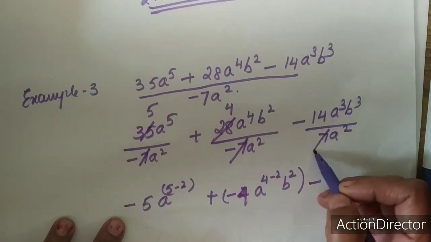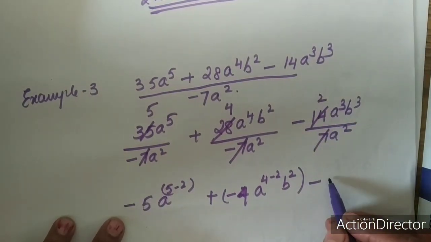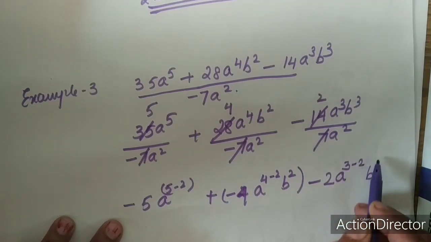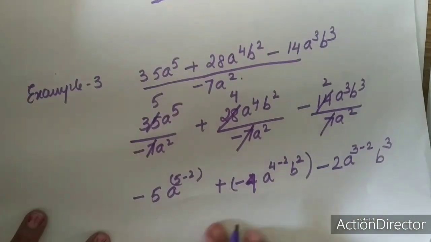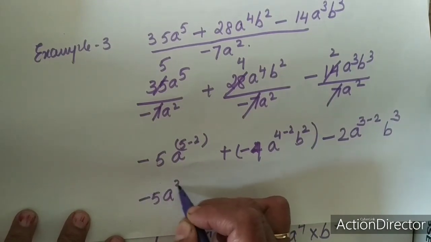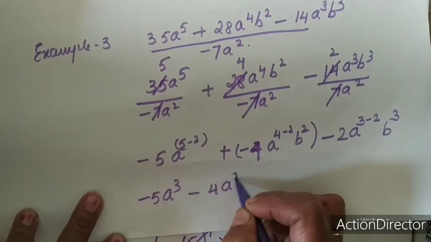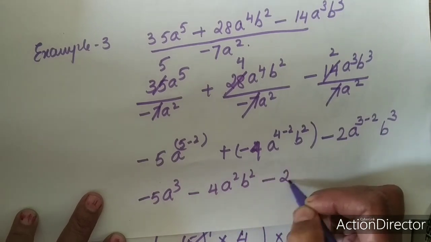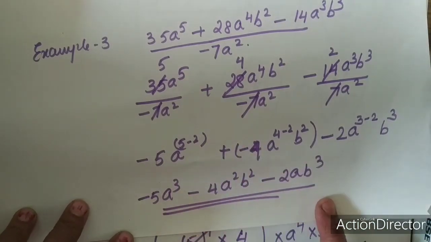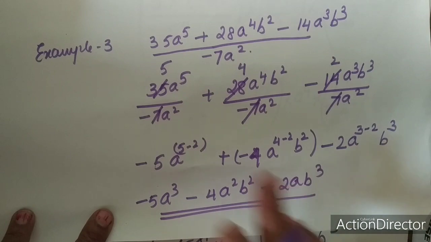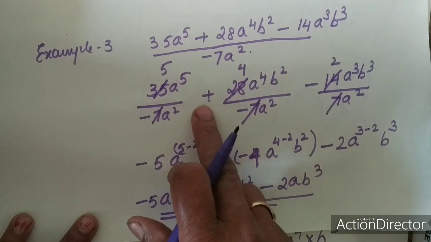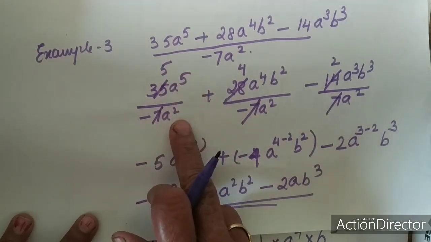Again minus, 7 ones are 7, 7 twos are 14. So I can write minus 2a raised to the power of 3 minus 2 and b power 3. So this is equal to 5a power 3 minus 4a square b square minus 2ab cube. So this polynomial is simplified as a trinomial over here. So slowly you have to first cut the numbers, then apply the powers of exponents to the variables. If the bases are same, we can subtract the powers.